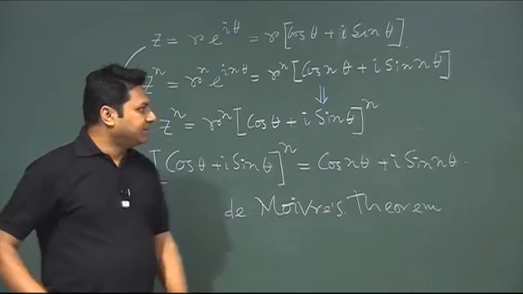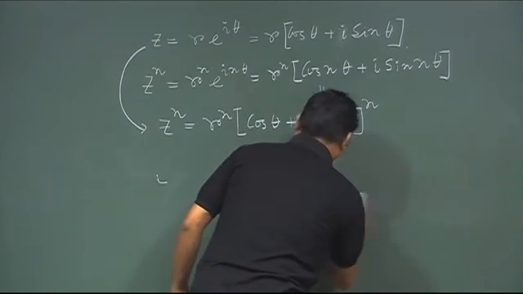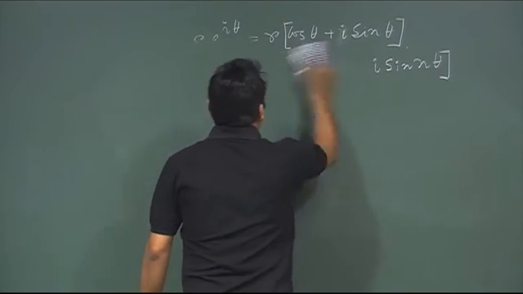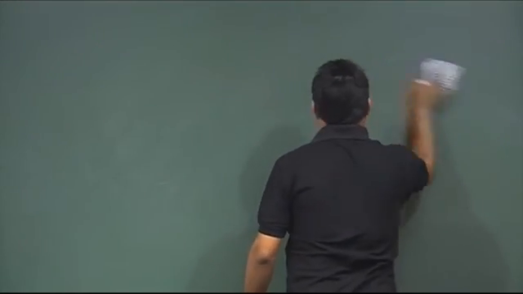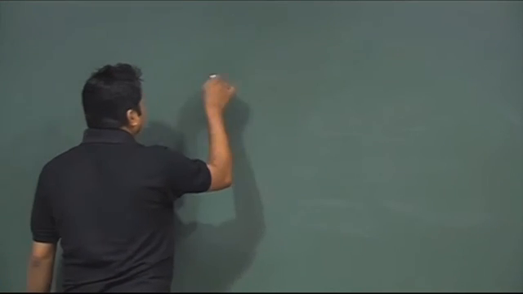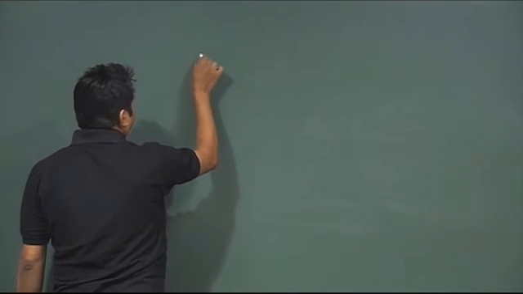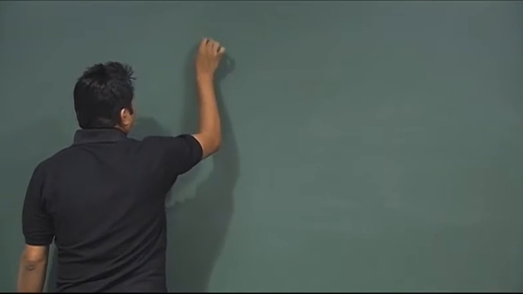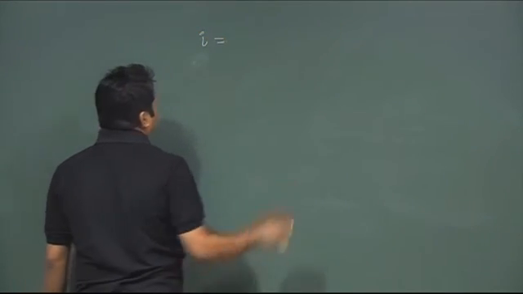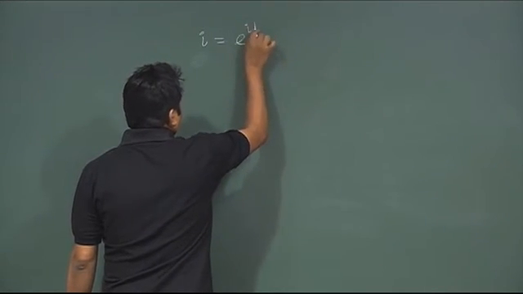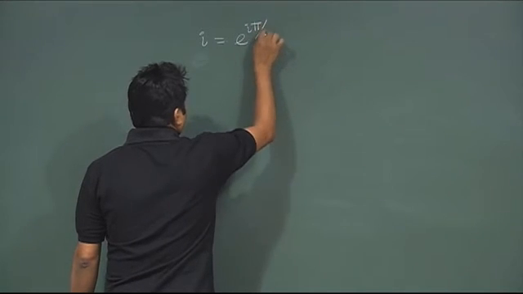Okay. So, next thing is a few equations. Before that, let me show you one thing, that we can represent i as e to the power i pi by 2.